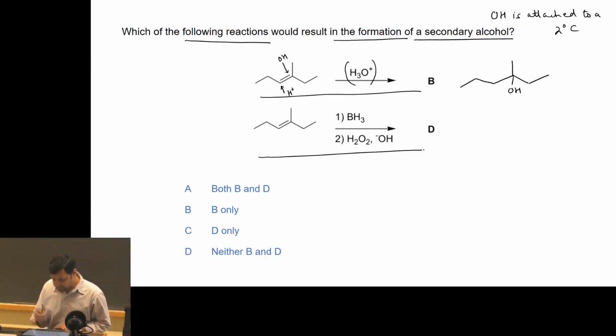Let's look at reaction D. It's a hydroboration reaction. You'll get the anti-Markovnikov product. OH to this carbon, hydrogen to this carbon. So let's write the product.